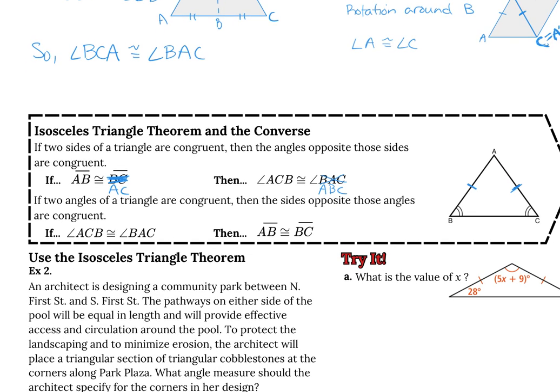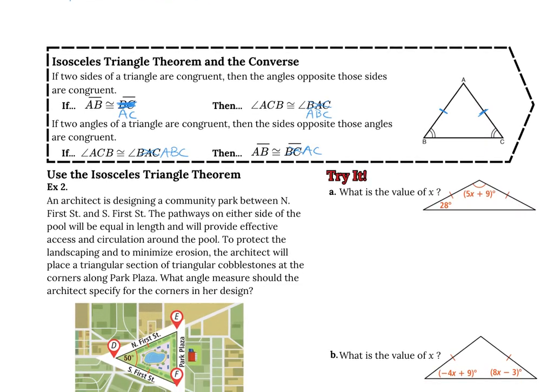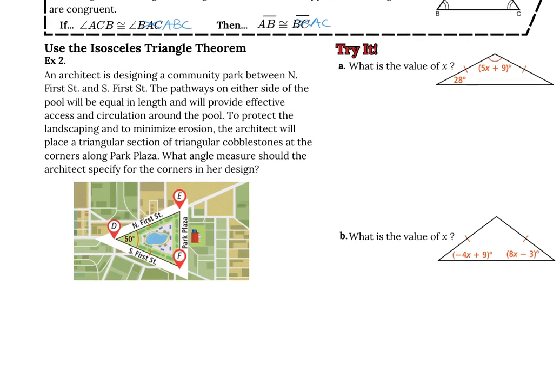Okay, so that means that our converse has an error in it. So this should be ABC, and this should be AC. Okay, so that should be fixed on your note sheet. All right, so let's look at our first example using that.